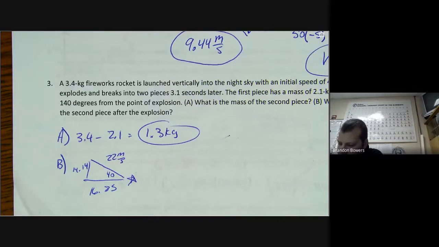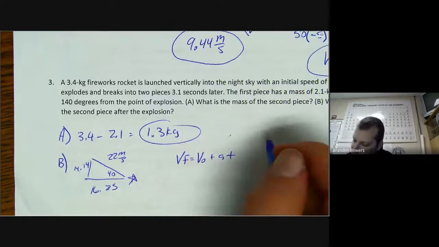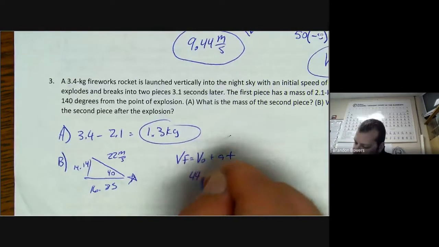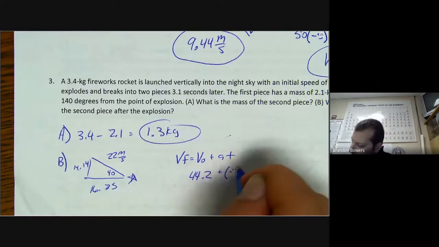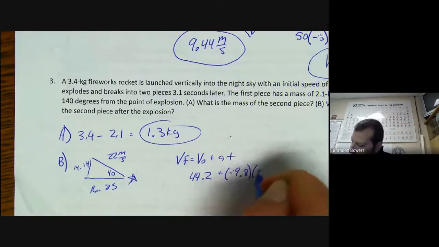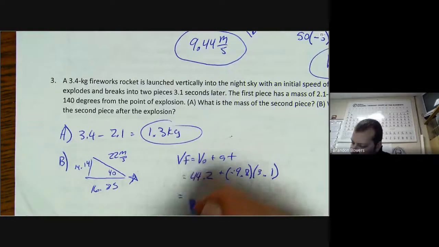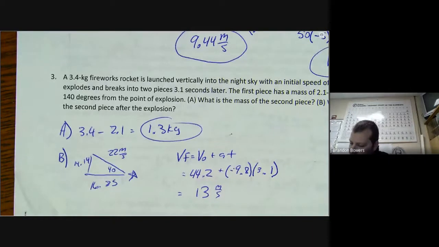So let's find the velocity right before it explodes. My velocity final is the velocity initial plus acceleration times time. My initial velocity of the firework was 44.2 plus acceleration, which is negative 9.8, times 3.1. Velocity final should be something around 13 meters per second. So we have that.